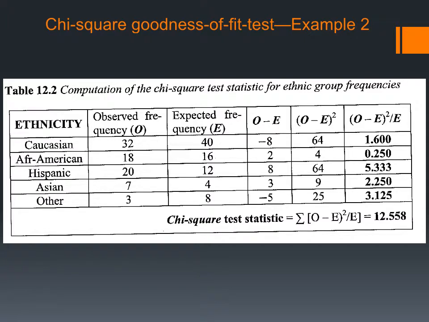18 minus 16 is 2, squared is 4, divided by what was expected, 16, and you get a value of 0.25. And we just go ahead and do this for all of our values, and we end up summing them and getting a value of 12.558. So just take the observed minus the expected, square it, and divide by what was expected.